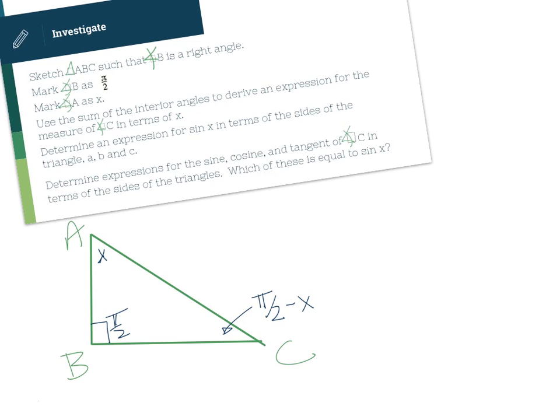Determine an expression for sine x in terms of the sides of triangle ABC. So I'm going to label the triangle. Across from big A is little a, across from big B is little b, and across from big C is little c. So then if I want to try and find sine of angle x, which is where the A is, it is equal to the opposite, which is little a, over the hypotenuse, which is b.